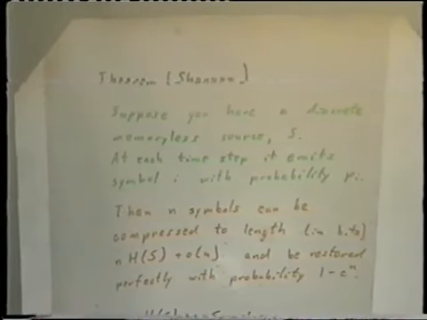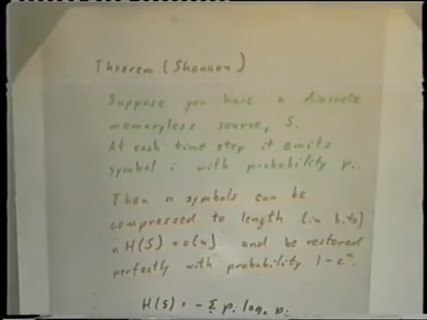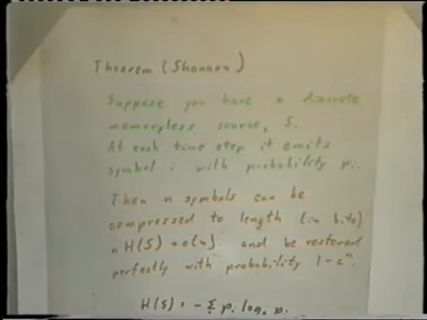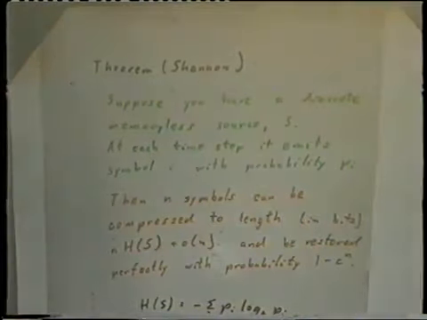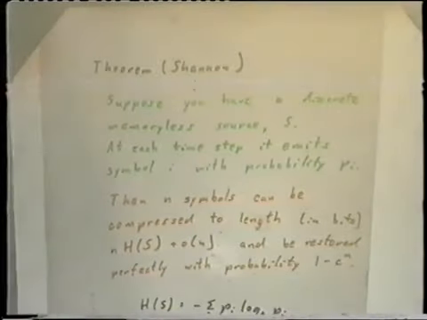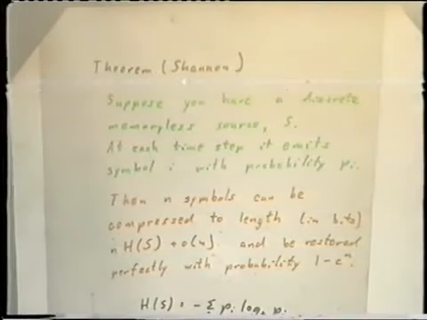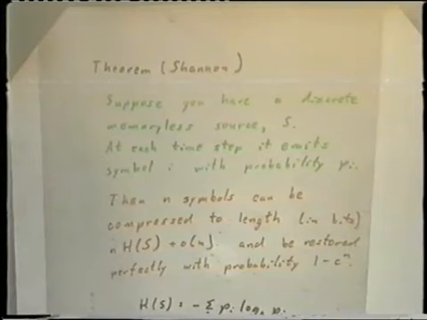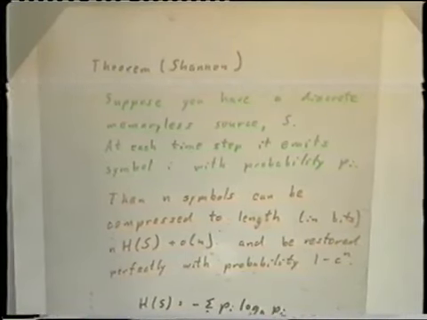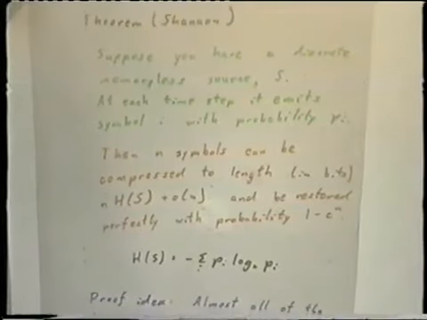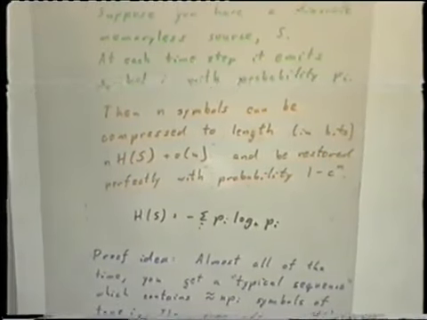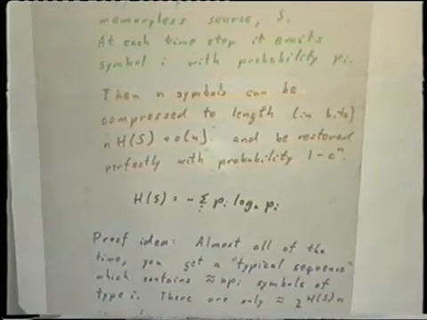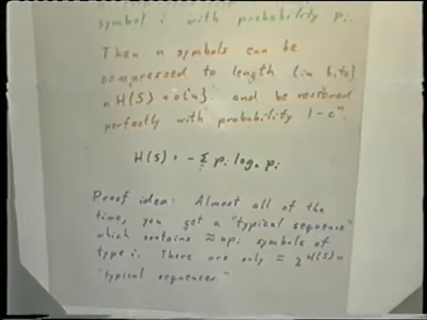For source coding, if you have a discrete memoryless source S, so at each time step it emits the symbol i with probability p sub i, then you can compress it to n times the entropy of the source. So you take n symbols, you can compress them to n times H(S) plus a little bit, and almost surely get them back at the end. And the entropy is just the sum of minus p sub i log p sub i.